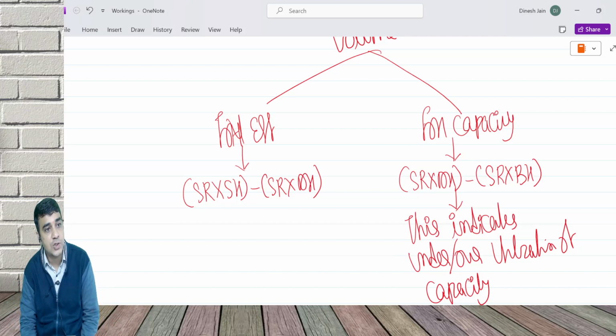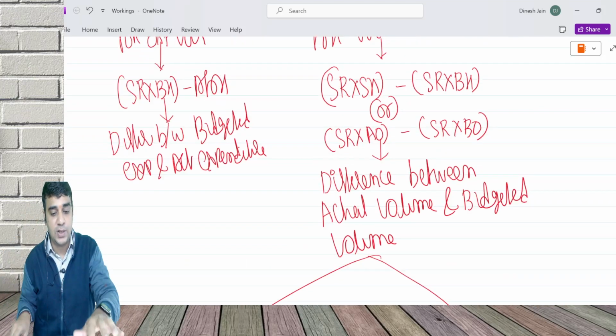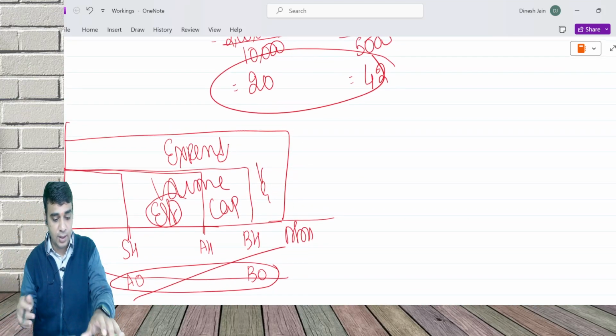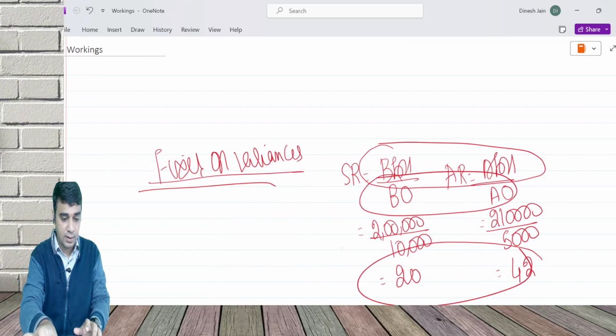If your actual hours is more than budgeted hours, it is overutilization, which is a favorable variance. Overutilization is favorable, underutilization is adverse. If you are using more, it is good. Any doubts on this? Give the heading at the top. This is situation 1. I did not give this; where you wrote FOH variances, you can just write situation 1.